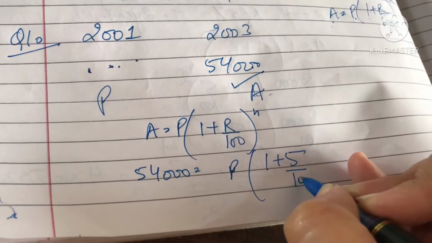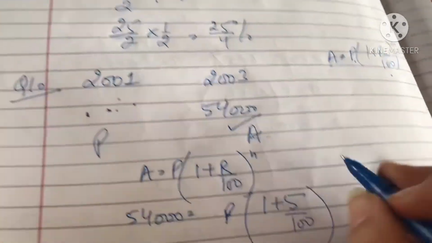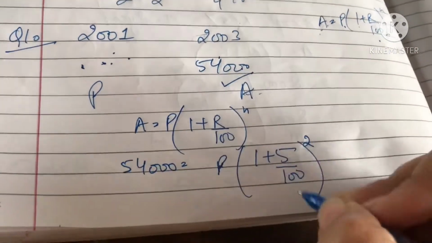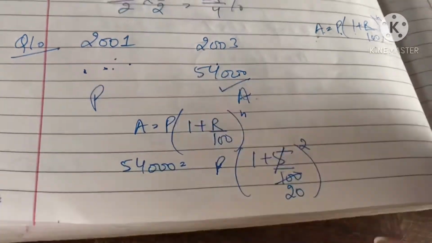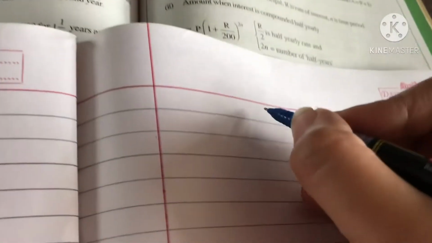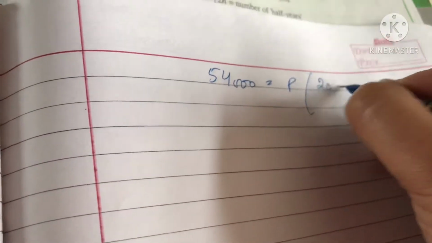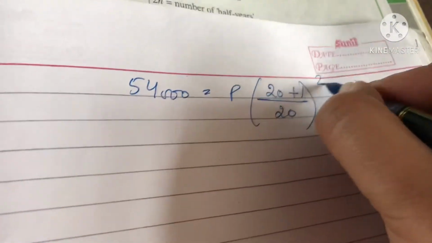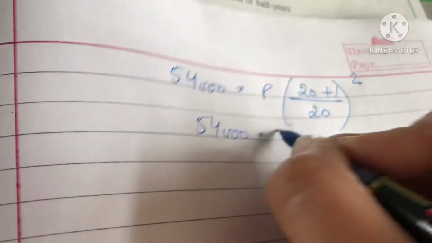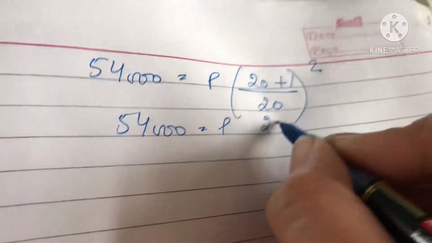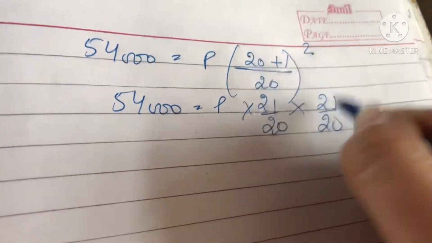1 plus 5 by 100 whole to the power n. What is the time period? From 2001 to 2003 there are 2 years. Now we will solve it. 5 twos are 10 and 0. So 54,000 equals P into 20 plus 1 upon 20 whole to the power 2, because 20 is the LCM. 54,000 equals P into 21 by 20, and we write it 2 times because the power is 2.